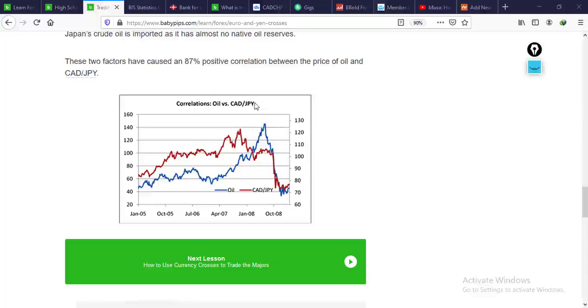So if it is only CAD/JPY you want to focus on as a trader, you can make exponential profit knowing that if oil prices go up, CAD/JPY will go up. If oil prices go down, CAD/JPY will go down. So you can even use fundamentals of oil prices to position yourself. With that, let's move to the next lesson on how to use currency crosses to trade majors.